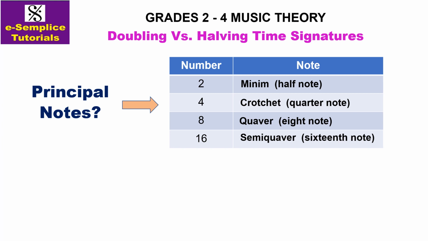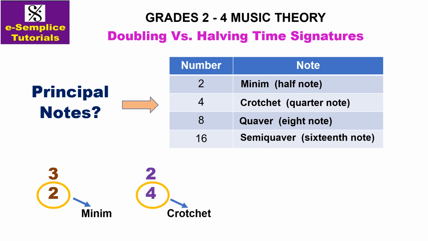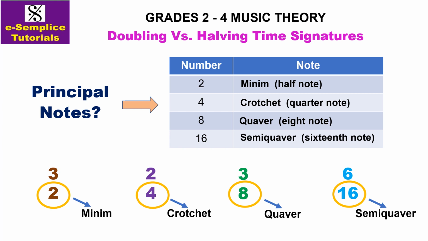Now let's briefly look at some examples of these principal notes. Here we have 3/2 time. The 2 under signifies a minim. In 2/4 time, the 4 under, as the bottom number, signifies a crotchet. We have 3/8 time, the 8 below signifies a quaver, and then we have 6/16. The bottom figure 16 signifies a semiquaver.